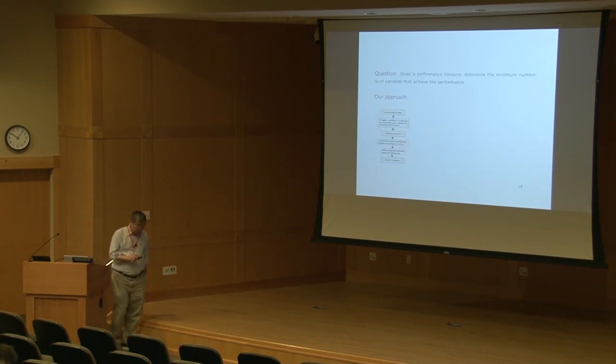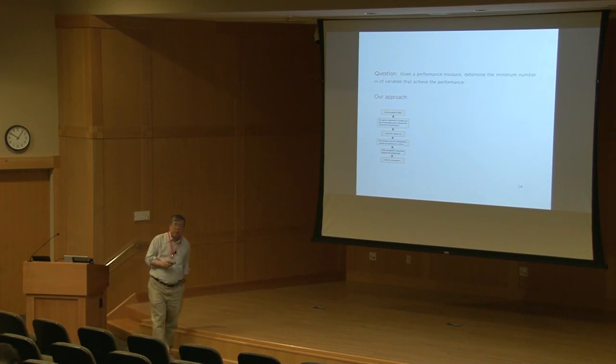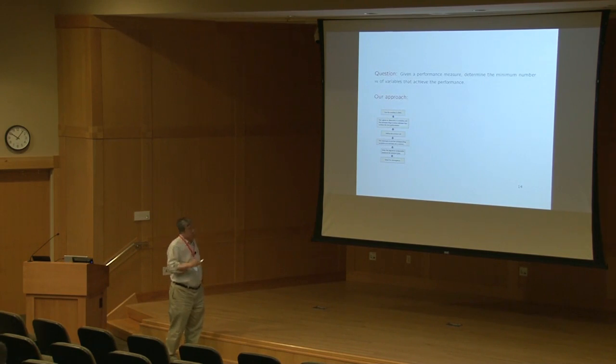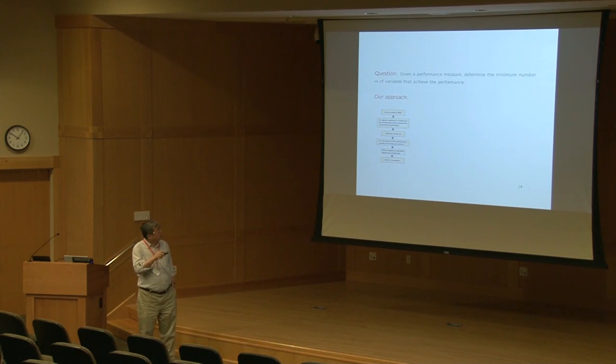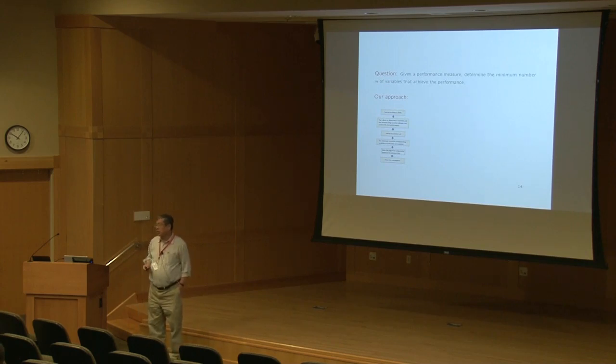Now, the third problem is a tough, very tough problem. Given a performance measure, here I use goodness of fit, can you give me the minimum number of variables which achieve the performance? The second question, of course, is what are these variables? This is a nonlinear, non-parametric setting. We don't know f. Right? We do assume some smoothness conditions.